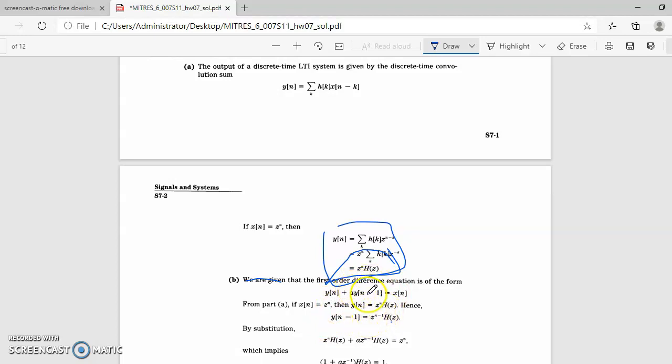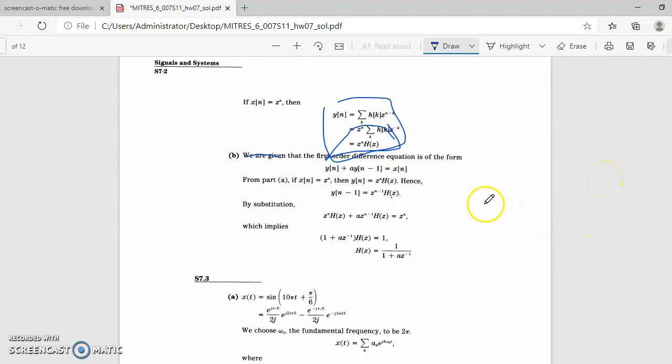This a into y of n minus 1 is equal to a into z power n minus 1, because the delay expression is n minus 1, so the power also becomes n minus 1. a into z power n minus 1 into h of z is equal to z power n. So these expressions will be substituted like this.